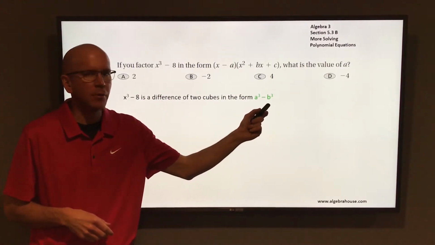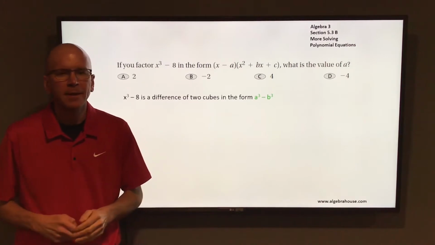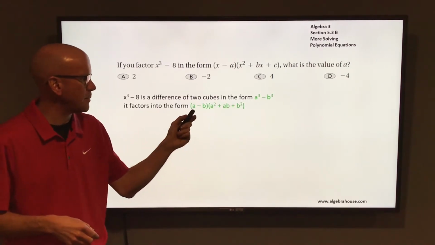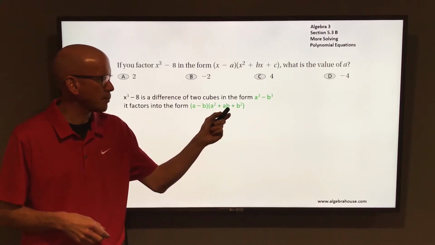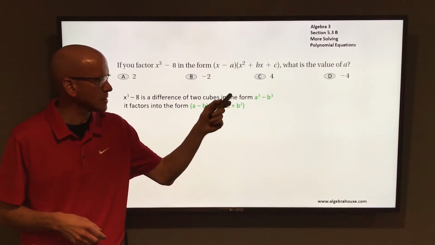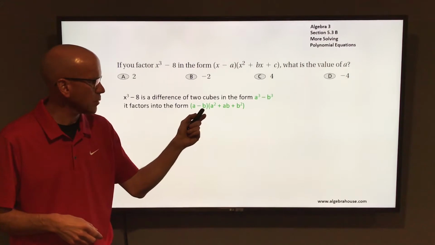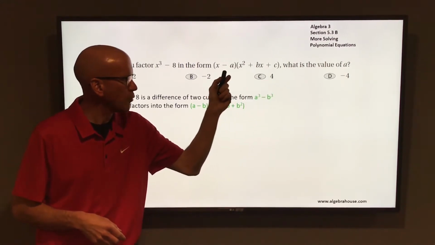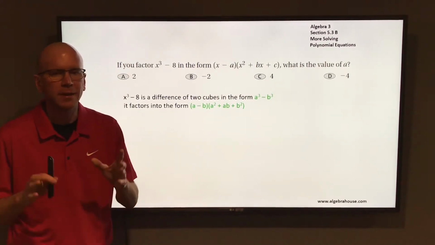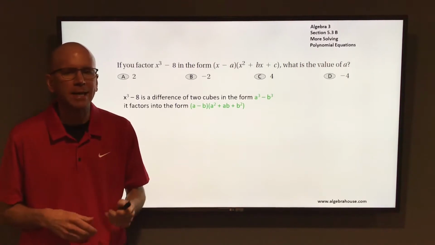It's in the form of a to the third minus b to the third, and that factors into the form of a minus b times a squared plus ab plus b squared. So once again, we're looking for the second term of that binomial. In this case, we're looking for b, but in this form up here, we're looking for a. So don't get confused there. Simply looking for the second term of the binomial.